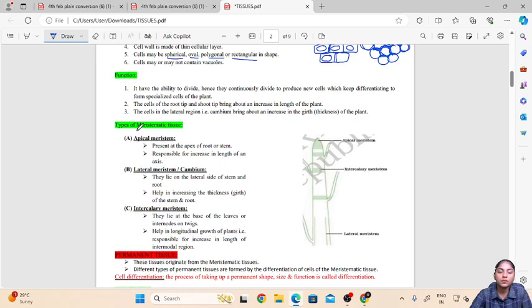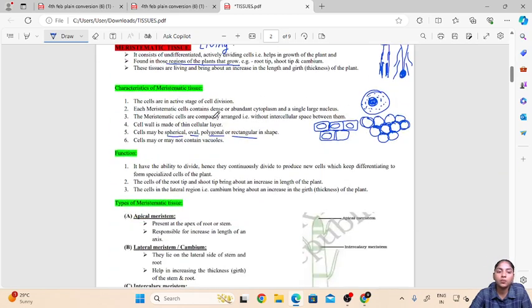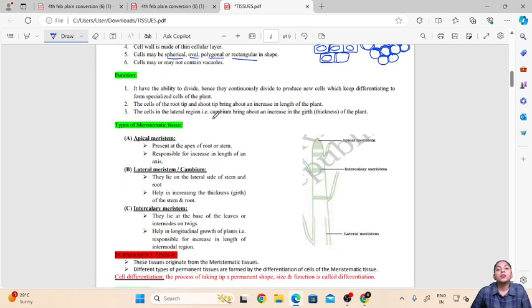Let us see the function of meristematic tissue. They have the ability to divide, so they will contribute towards the growth of the plant. That is the most important function. Then the cells of root tips and shoot tips bring about an increase in the length of the plant. Then the cells of the lateral region, that is cambium, bring about an increase in the girth. So they will essentially increase the length and the girth of the plant.